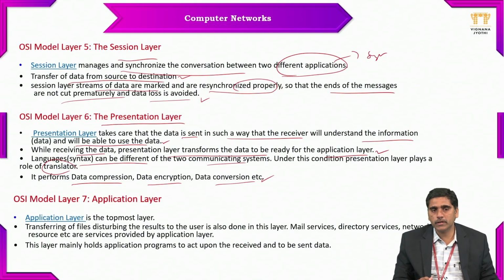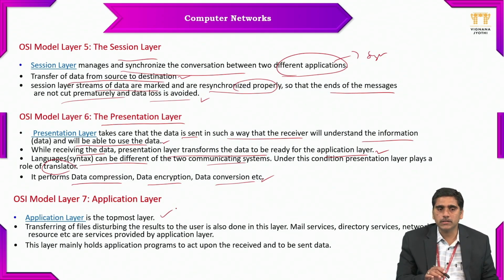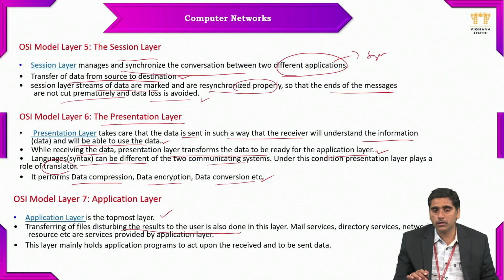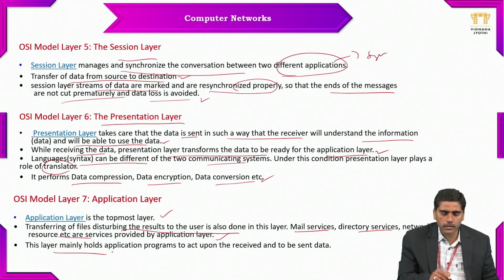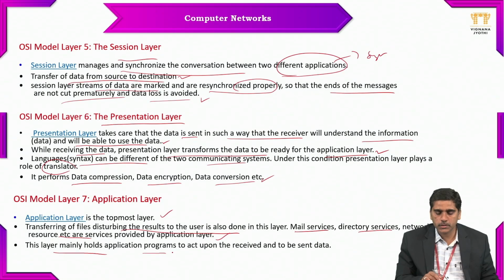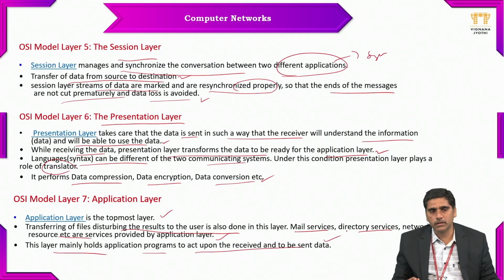And the seventh layer, the application layer. The application layer is the topmost layer. Transferring of files and distributing the results to the users is also done in this layer. Transferring of files and accessing different mail services, directory services, network resources, etc. are all services provided by this application layer. So if you want to access any particular mail application, it can be done through the application layer only. This layer mainly holds application programs to act upon the received and to-be-sent data.